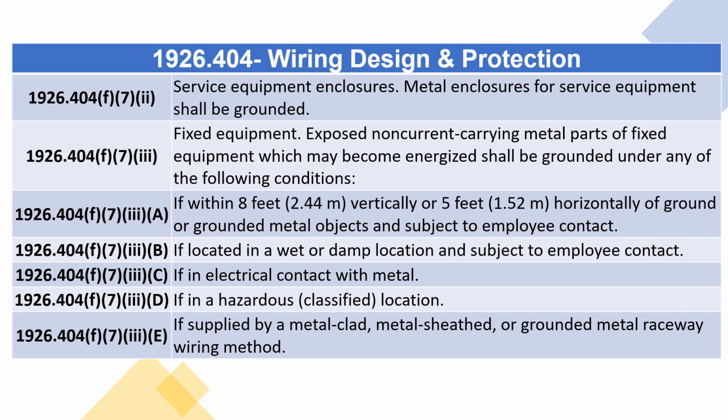1926.404 F7-3 Fixed equipment. Non-current carrying metal parts of fixed equipment which may become energized shall be grounded under any of the following conditions. 1926.404 F7-3A through 1926.404 F7-3E, if within 8 feet, 2.44 meters vertically or 5 feet, 1.52 meters horizontally of ground or grounded metal objects and subject to employee contact. If located in a wet or damp location and subject to employee contact. If in electrical contact with metal. If in a hazardous, classified, location. If supplied by a metal-clad, metal-sheathed, or grounded metal raceway wiring method.